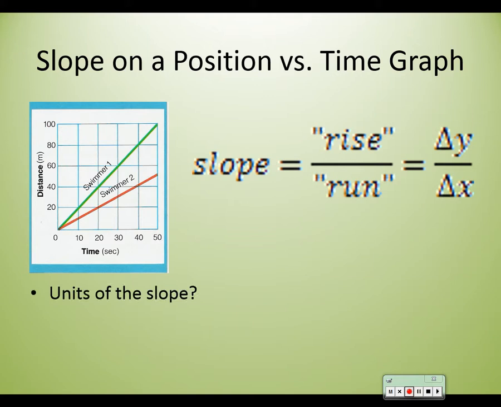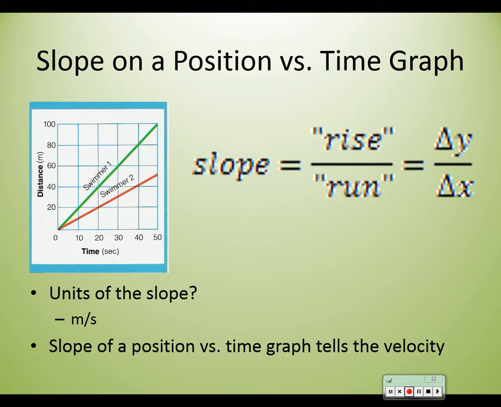If we even look at it from a unit standpoint, what unit are we measuring on the rise axis? Meters. What unit are we measuring on the run axis? Seconds. Meters over seconds is the unit that we use for what? Speed or velocity. The slope on a position versus time graph tells us the velocity of an object.